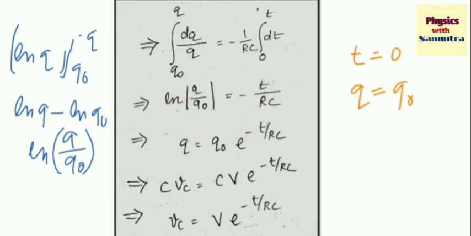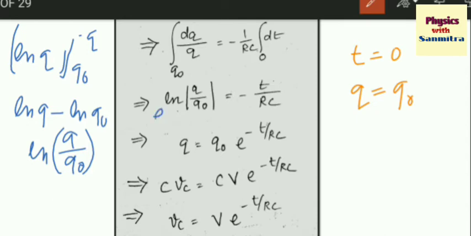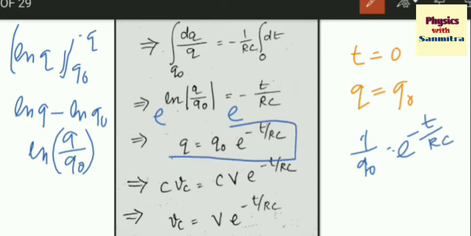Now both sides we are taking e to the power. e to the power ln of something is that something. So Q by Q naught is e to the power minus T by RC. So Q is equal to Q naught into e to the power minus T by RC. Now similarly we want to find the V. So Q is equal to CV. So C into Vc is C into V naught e to the power minus T by RC. What is V naught? It is the initial voltage. So Vc is equal to V naught e to the power minus T by RC.